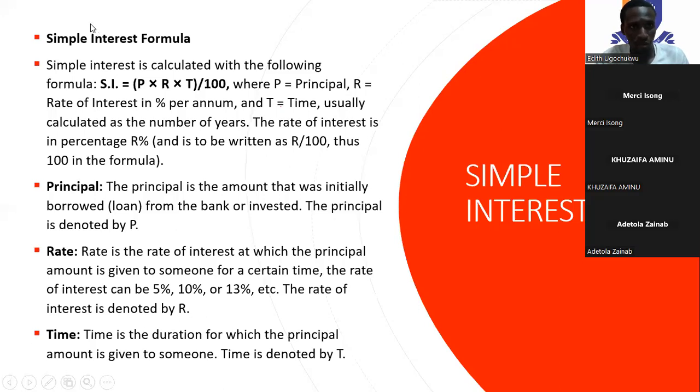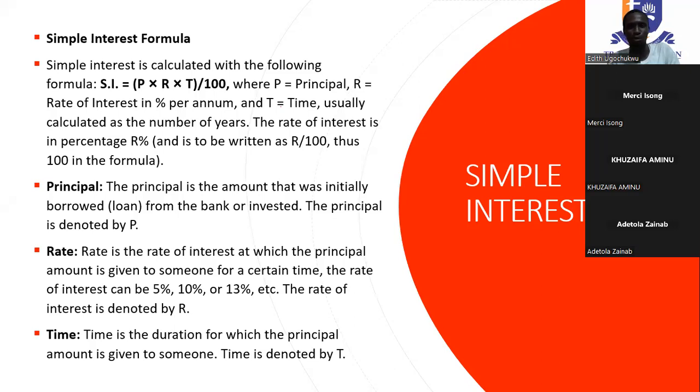Then you see the formula for calculating simple interest. Interest is equal to what? Principal times rate times time divided by 100. So your P is your principal, your R is your rate, and your T is your time. Remember, your rate is always in percentage, so that will be R over 100. So if your rate is 6%, that will be 6 over 100, and that will give us 0.06.